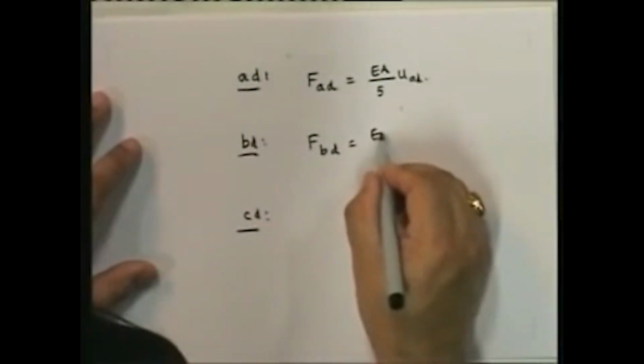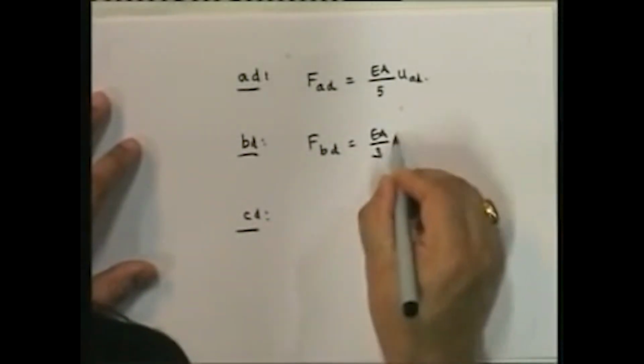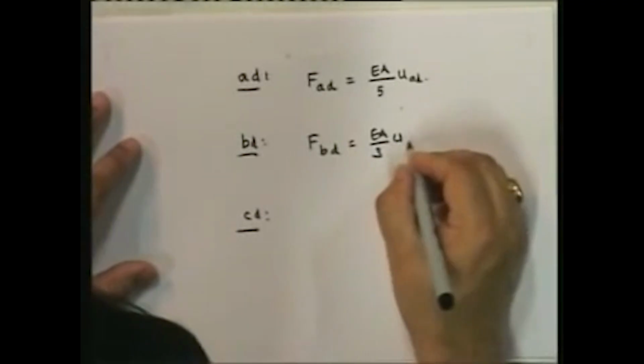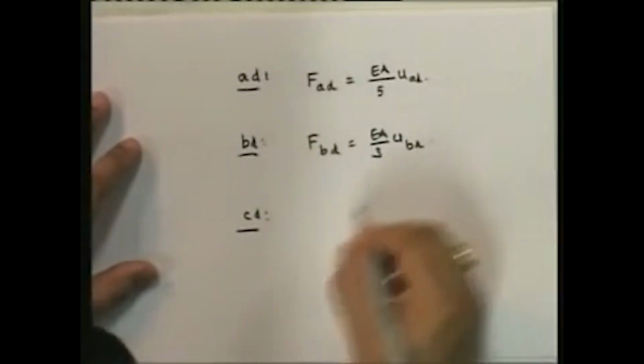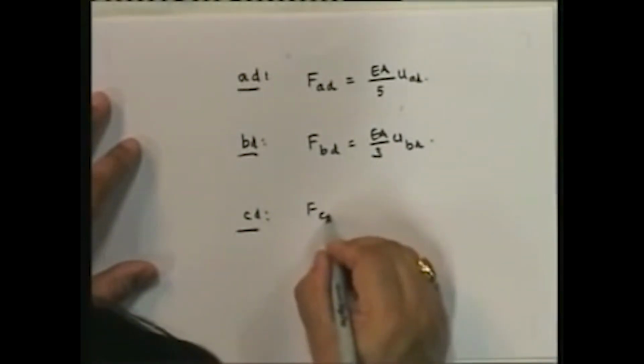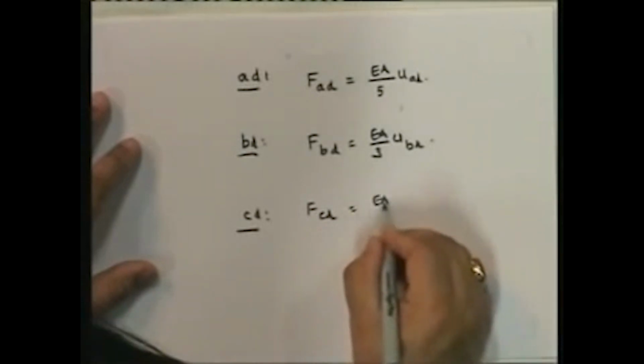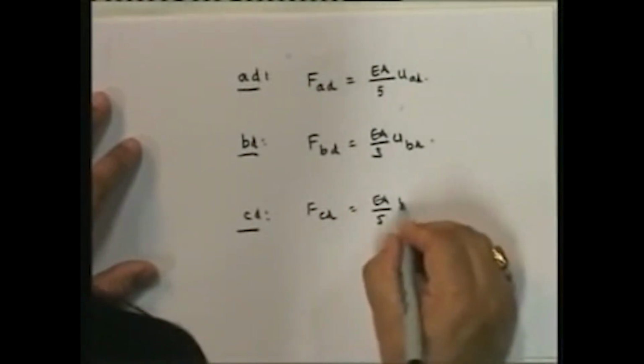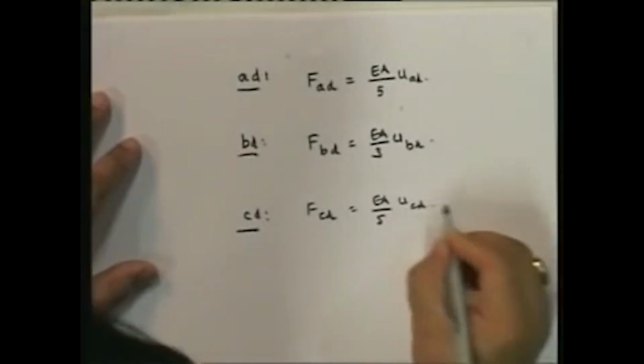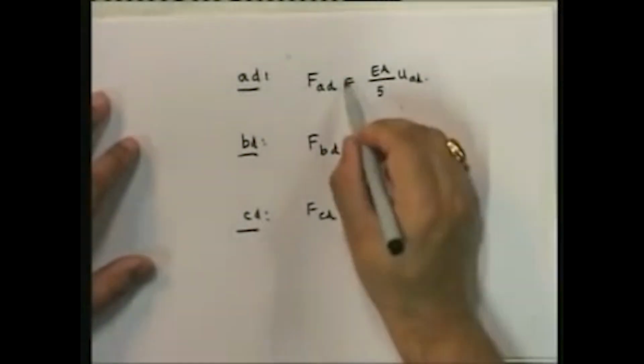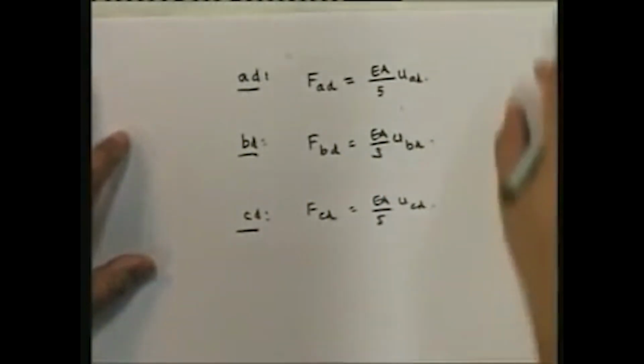Then FBD is equal to EA by 3 into UBD. FCD is equal to EA by 5 UCD. Simple relationships, but we've written the member force-deformation relationships. Okay, what's the next step?